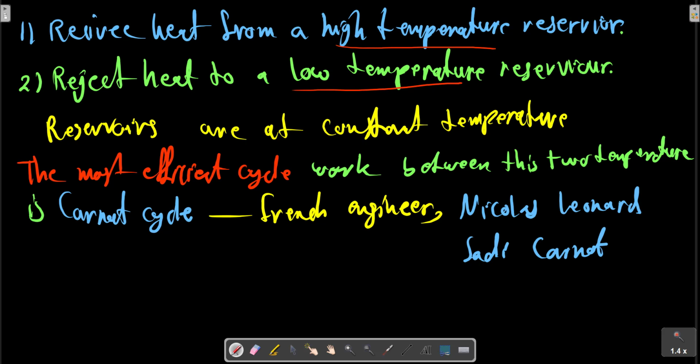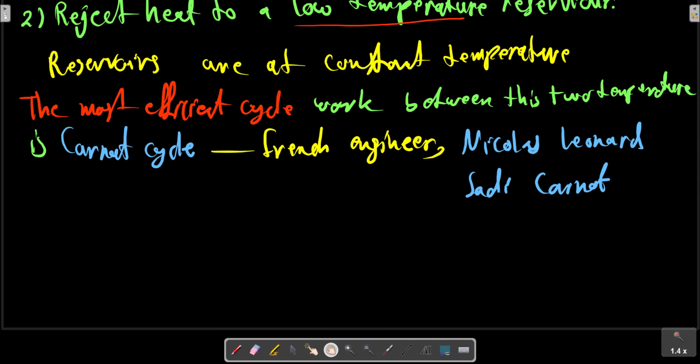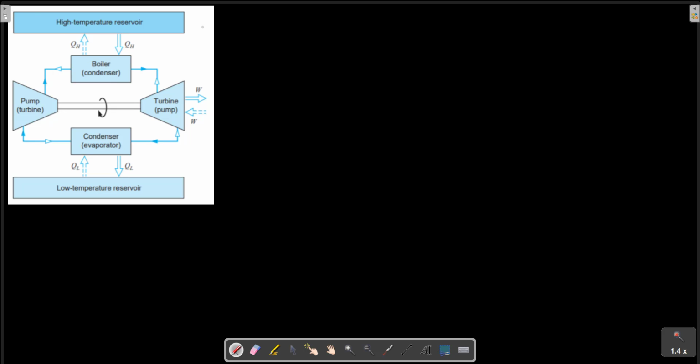We now turn our attention to the Carnot cycle. The Carnot cycle is shown in the next picture. This figure shows a power plant that is similar in many respects to a simple steam power plant, and we assume it operates on the Carnot cycle. Consider the working fluid to be a pure substance.